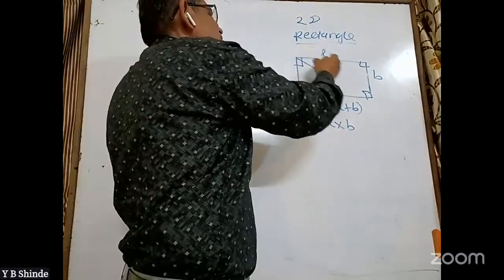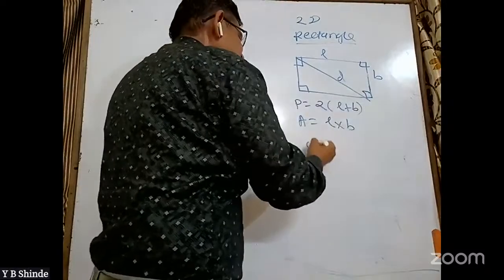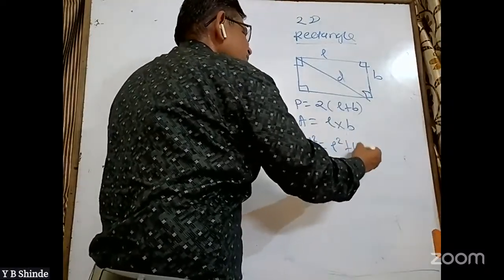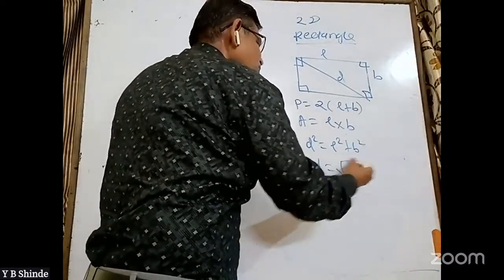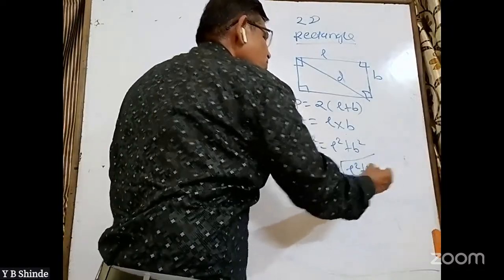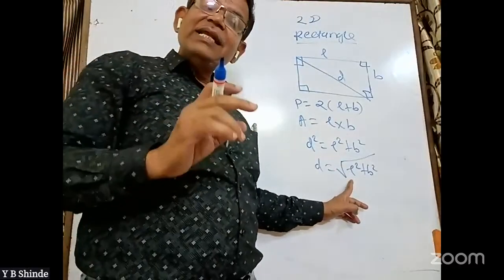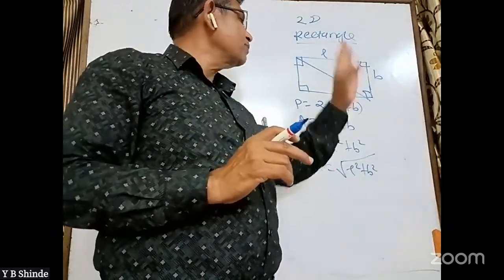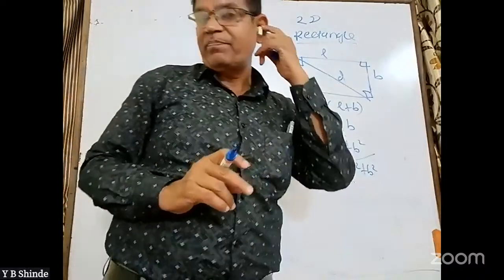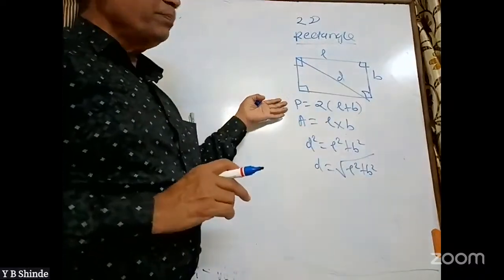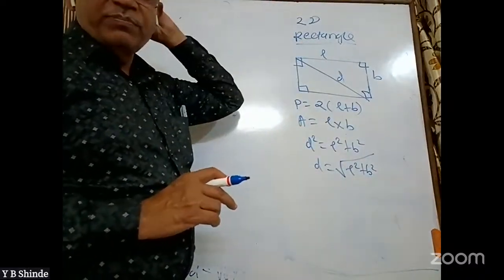See, this is a diagonal. D square will be what? L square plus B square. So D will be root of L square plus B square. We don't know L and B, but if you are given L and B, then you can find D, root of L square plus B square. It has only one diagonal. Now, you know the perimeter. Everything is known in front of you.